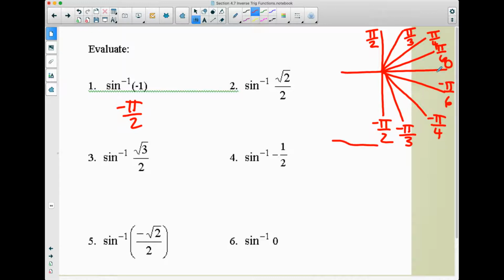And the thing is, writing this out, like I said, is annoying. I get that. But on a test, in the middle of the test, I can't tell you how many kids tell me instead of -pi/6, they tell me 11pi/6. Okay? So when you're doing inverse problems, you need to make sure that you're giving me the correct one. Okay? So go ahead and do the rest of those.